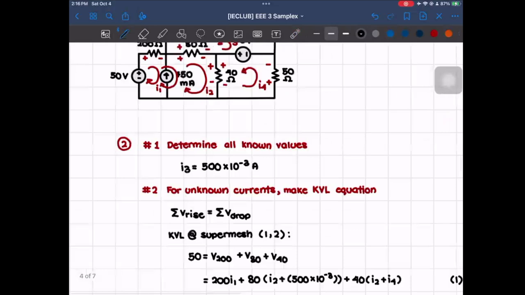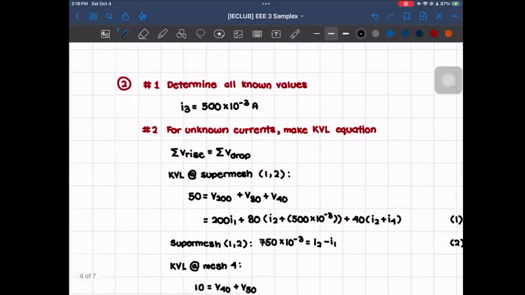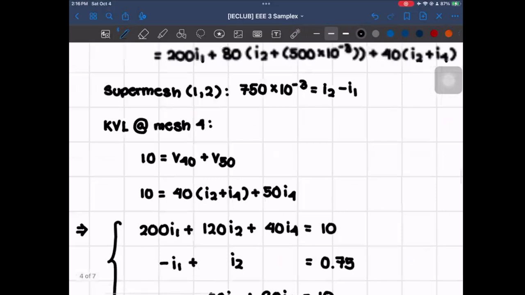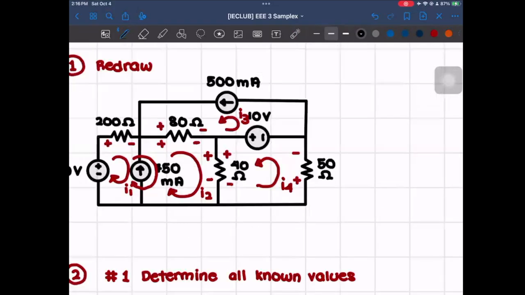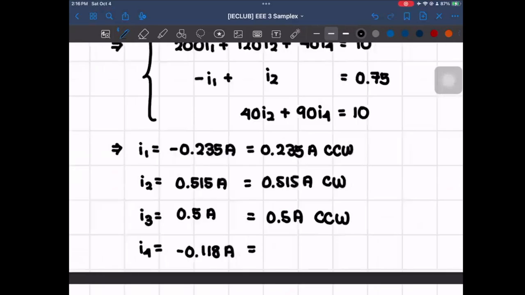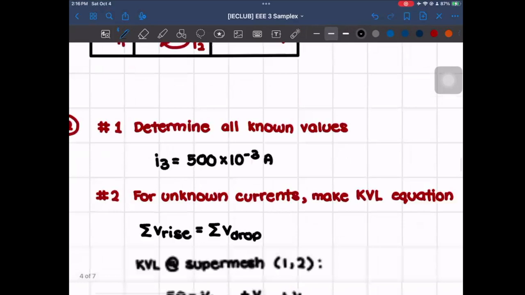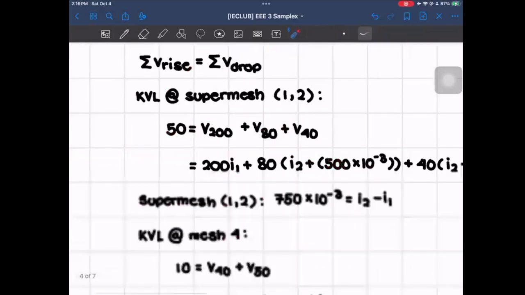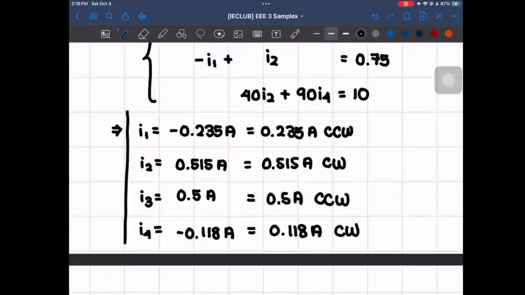And then for I2, it's positive, so that means our initial direction is correct. Here, I2 is already clockwise. So I2 is 0.515 A clockwise. And then I3 is 0.5 A. If we go back to what we drew a while ago, that's already counterclockwise. So I3 is equal to 0.5 A counterclockwise, and then I4 is 0.118 A, and it's negative, so we have to go the opposite direction. So now it's going this way, which is clockwise. And so our answers would be as follows.